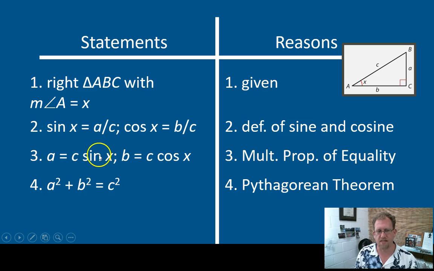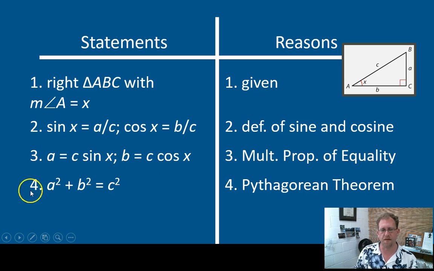a then equals c times the sine of x. If I just take this c and multiply both sides by c, I move c over here. Same thing, if I take c and multiply both sides by c, I move the c over here. So a is c times the sine of x, and b is c times the cosine of x. That's the multiplicative property of equality.